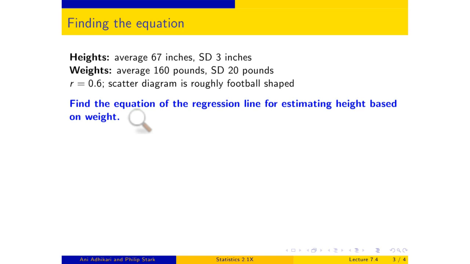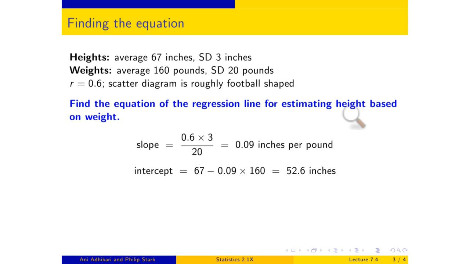So what's x? X is what is given, so x is the weight. And then y is the thing that you're trying to estimate, which in this case will be the height. So how do you find the equation of the regression line? You first find its slope and then you find its intercept. Slope, r times SDy divided by SDx. And that you get is 0.09 inches per pound, because correlation has no units. This is 3 inches divided by 20 pounds.